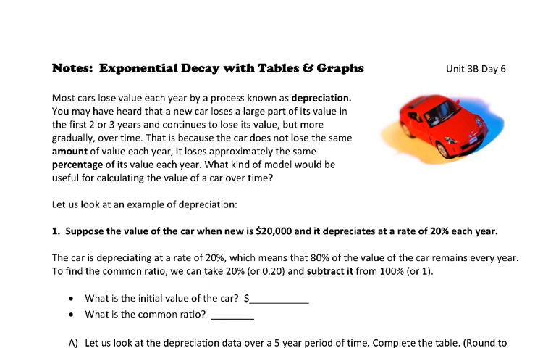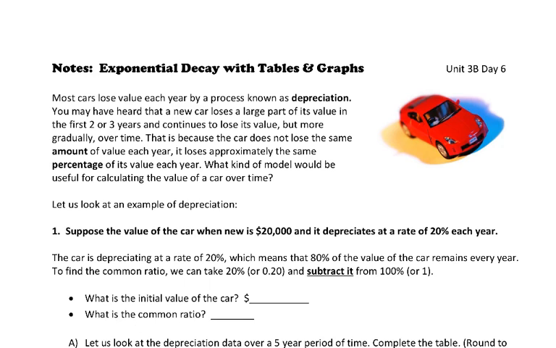All right, so we're going to take a closer look today at exponential decay, specifically in the forms of tables and graphs. We've spent some time practicing equations and setting up functions that represent decay, but we haven't really looked at them in these other forms. So for our first example, we're going to focus on a pretty typical scenario, which is the value of a car over time. And it says most cars lose value each year by a process known as depreciation.